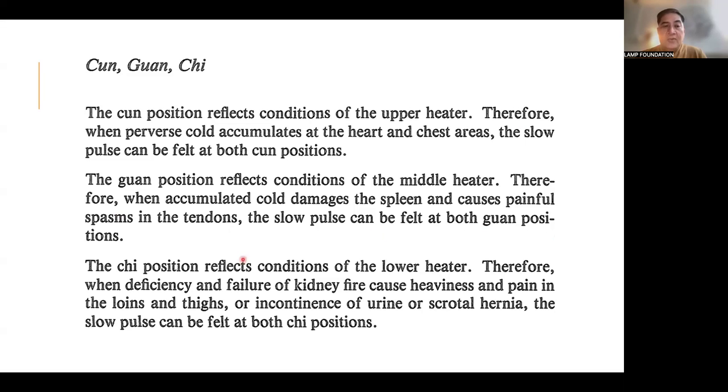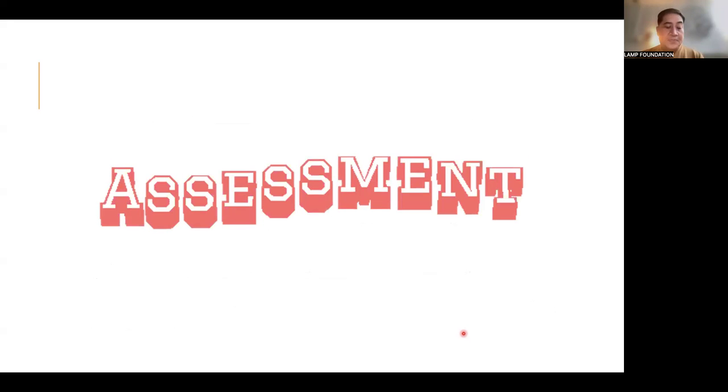No? Then we have the shear position, reflects conditions of the lower heater. Therefore, when deficiency and failure of kidney fire cause heaviness and pain in the loins and thighs, or incontinence of urine or scrotal hernia, the slow pulse can be felt at both shear positions. So be very mindful of this. So this can actually guide you in the diagnosis.